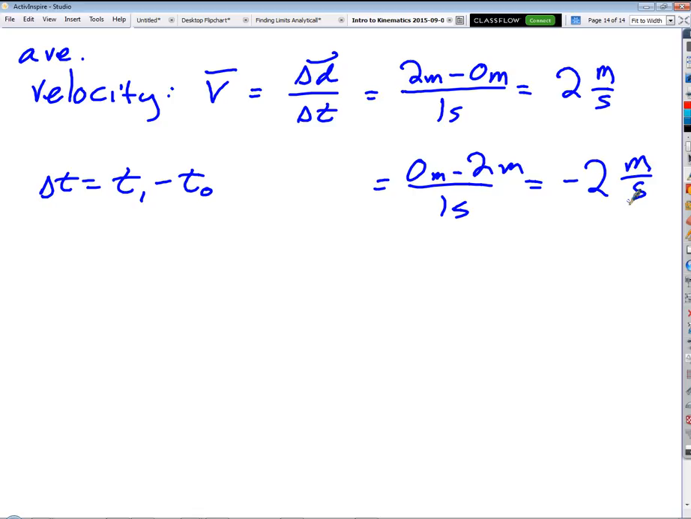How many people say 3? Oh, it's pretty even, I think maybe more lean to 1. Okay, the answer is 1. And here's why. Because it's a vector quantity. Because all it depends on is my final position and my initial position.